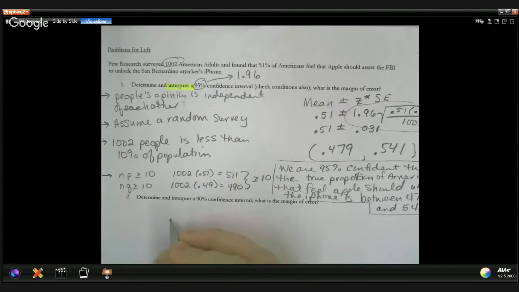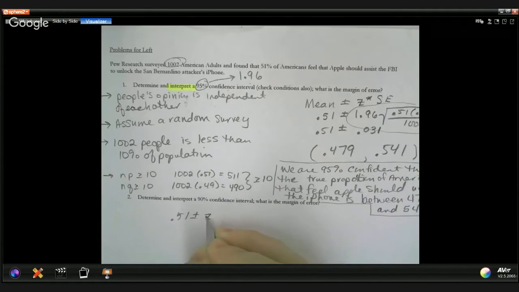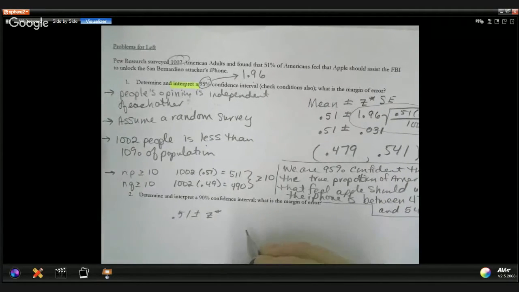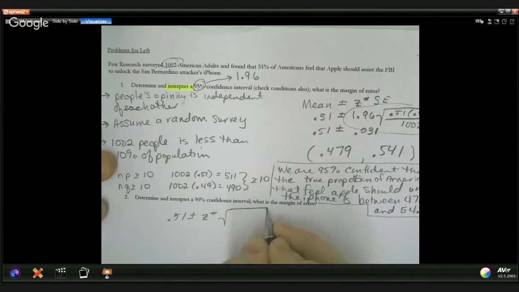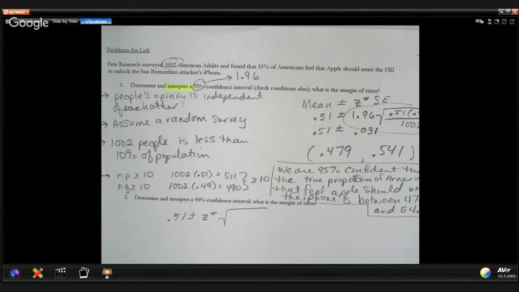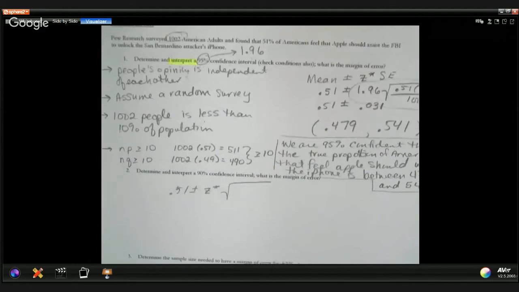And so it's still going to be our mean plus or minus our critical Z times our standard error. I don't know my margin of error, but my standard error. The thing is, I don't know my critical Z.